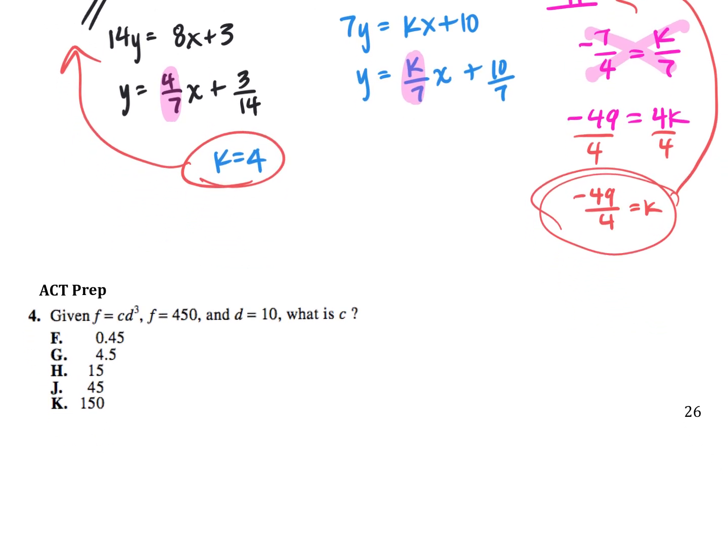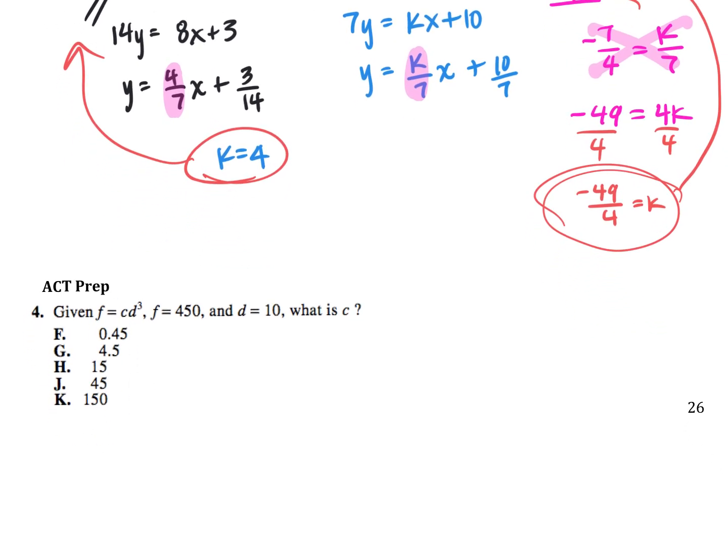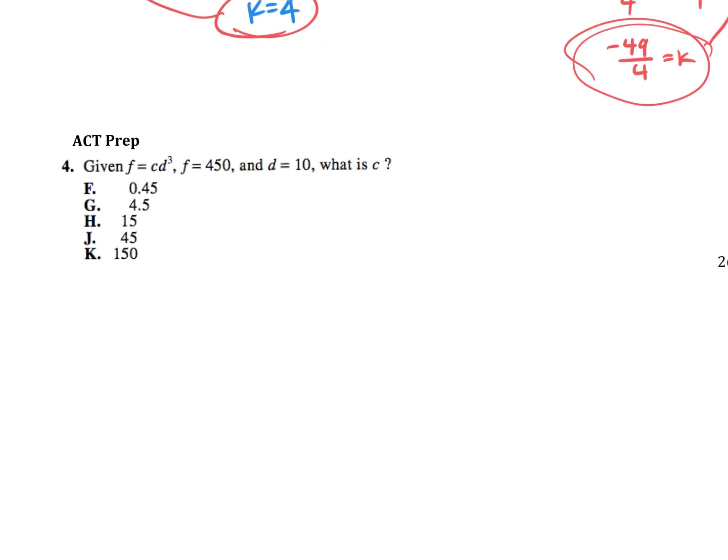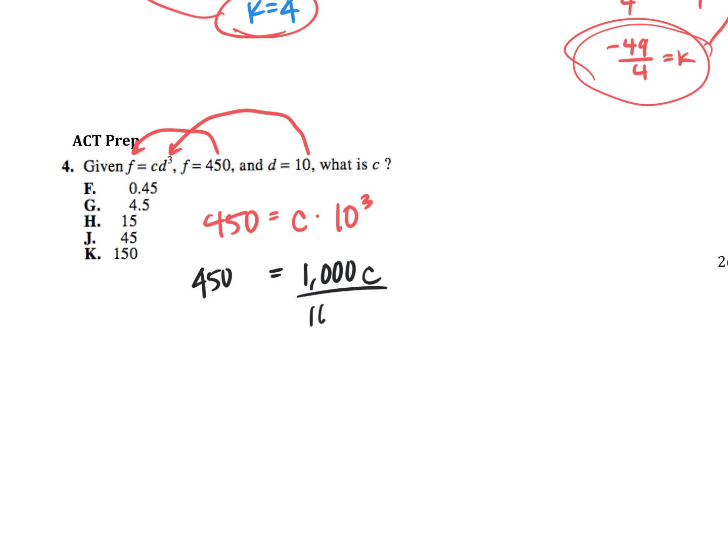Okay, last one. What if we had this one on the ACT? What would you do on that? Actually, quite simple. You said 450 equal to C times 10 cubed. Sylvie's just saying, aren't we just going to plug some things in? They said D is 10, and they said F is 450. Let's act like we didn't have a calculator, even though you would. What is 10 cubed? 1000C equals 450.